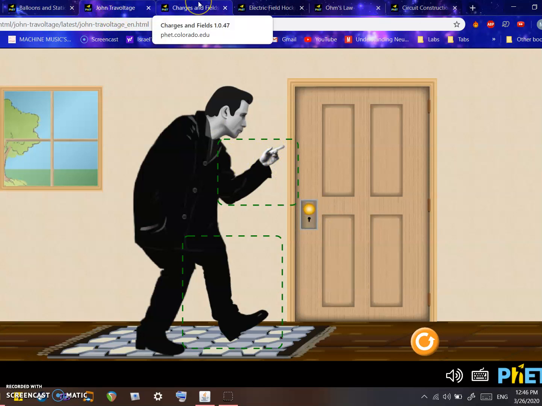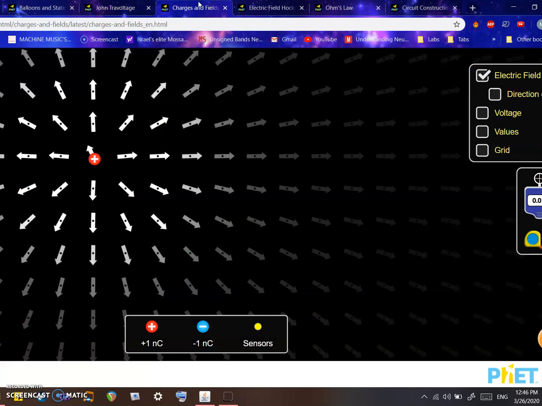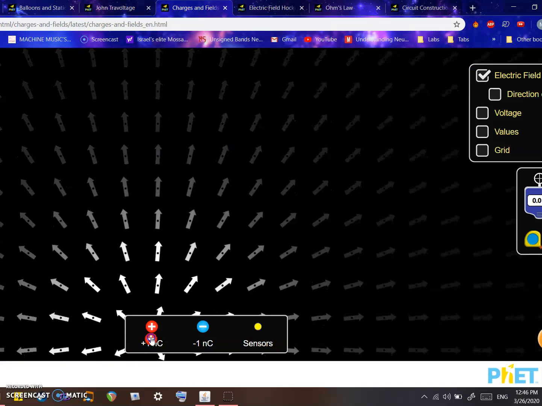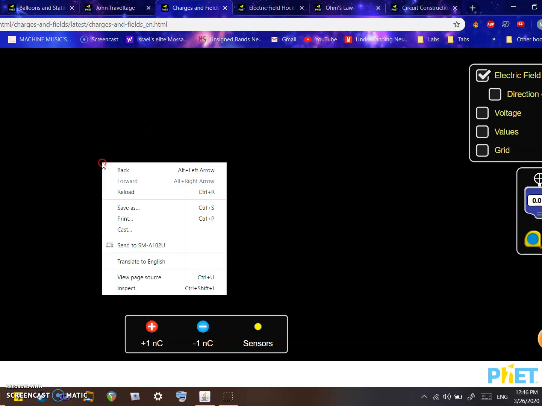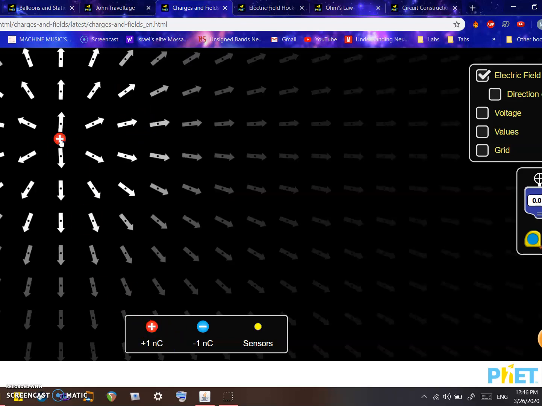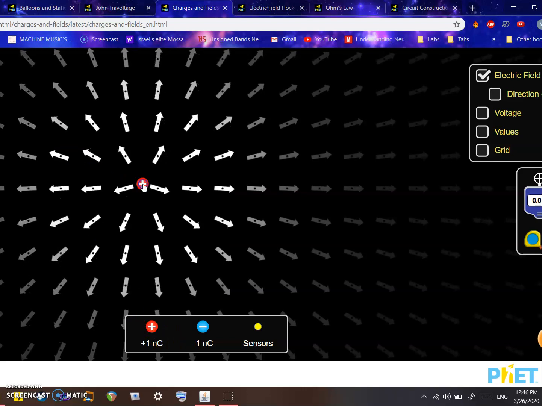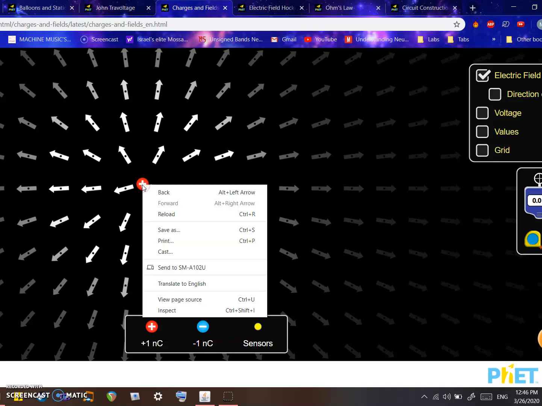All right, so now let's look at a couple more that are related to electric fields. So right here we have some charges, right? If I remove all the charges, we see that there's nothing going on. There's no electric fields in empty space. But if I put an electric charge in this space, now we have an electric field. And notice that the electric field points away from the positive charge, right?